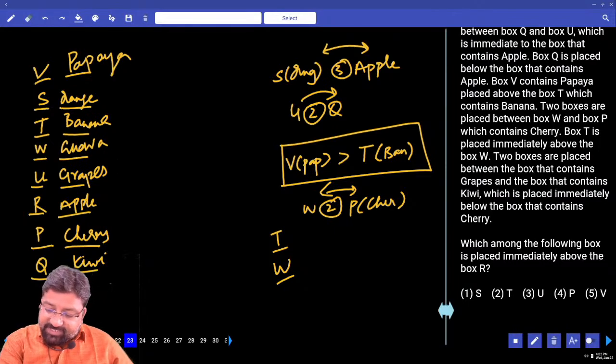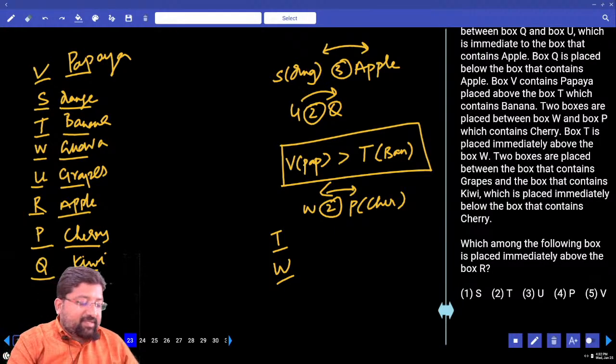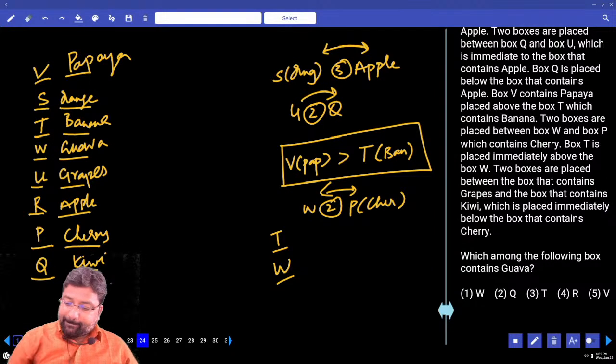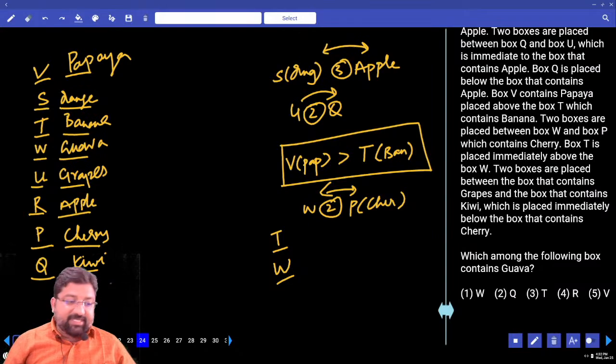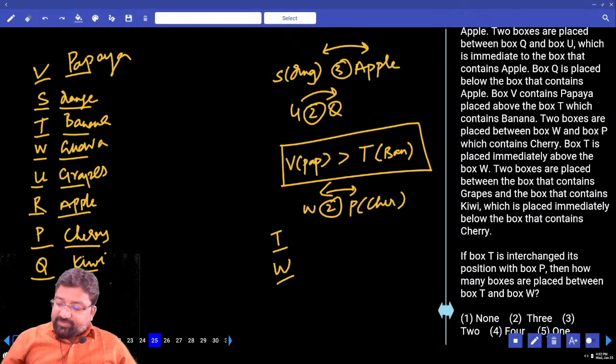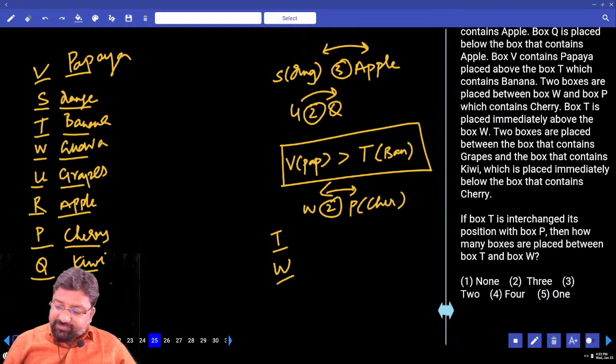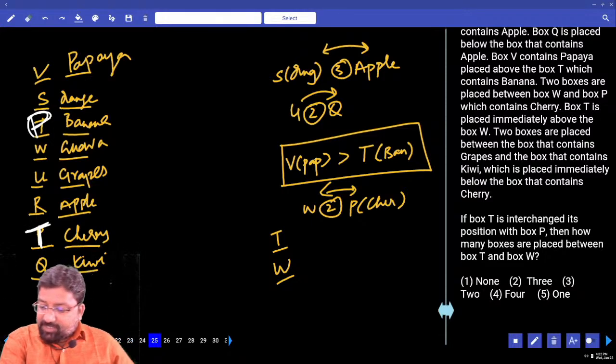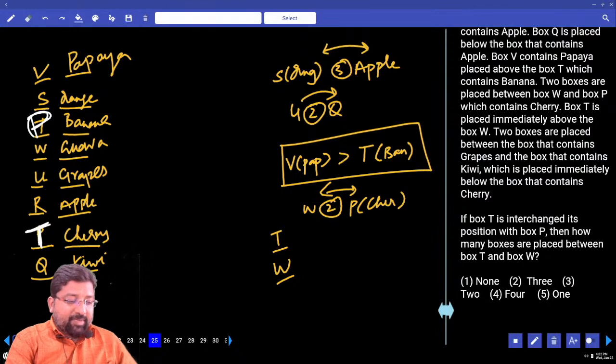23. Which among the following boxes is placed immediately above box R? Immediately above box R is U. Which among the following boxes contains Goa? W. 25. If box T is interchanged its position with box P, then this is P here and this is T here now. We are interchanging. Then how many boxes are placed between T and W? 2 boxes. Clear?